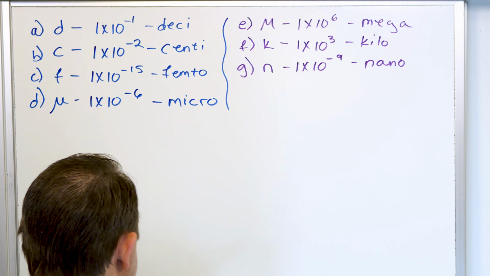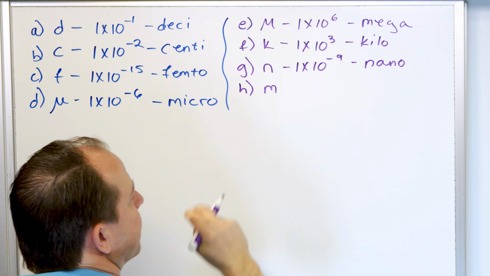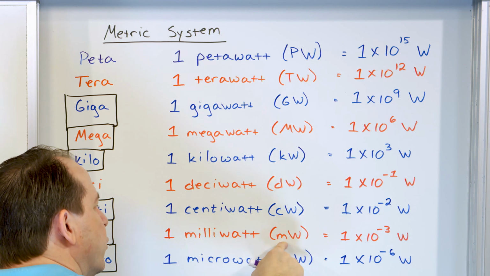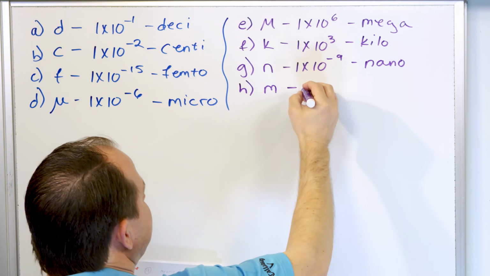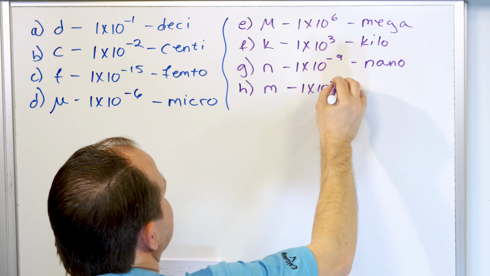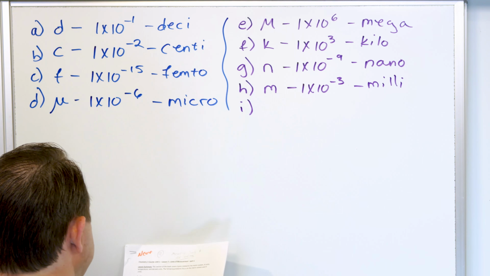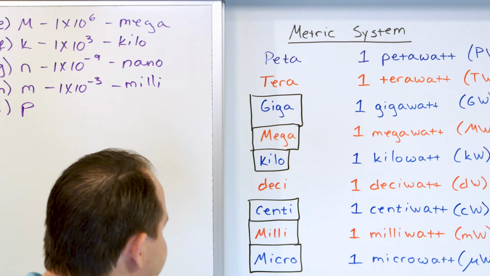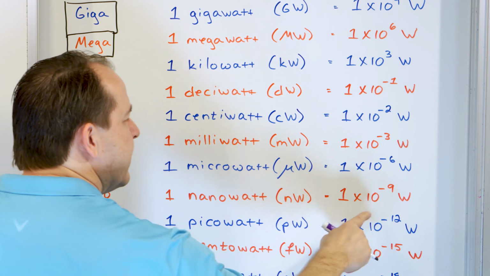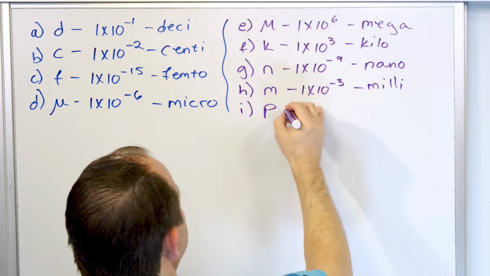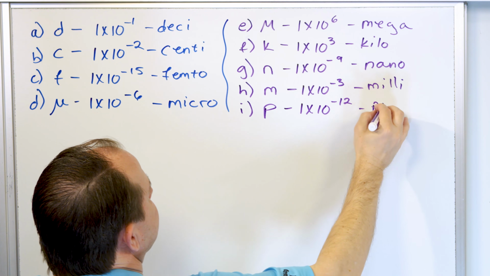All right. And then we have finally M. M is for milli, which is 1,000 times smaller, 1 times 10 to the minus 3, like millimeter, 1 times 10 to the minus 3. That's milli. And then our last one, P. What is the metric prefix for P? That's pico, picowatt, picometer, picosecond, that kind of stuff. 1 times 10 to the minus 12. So 1 times 10 to the minus 12, and that's pico.